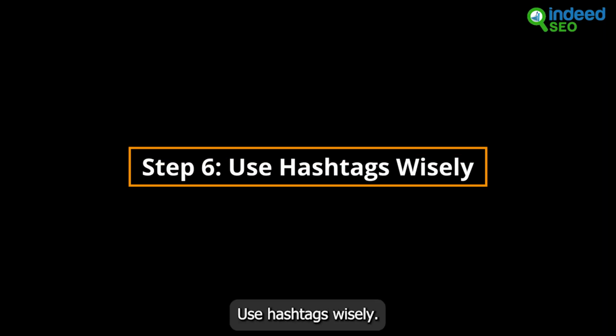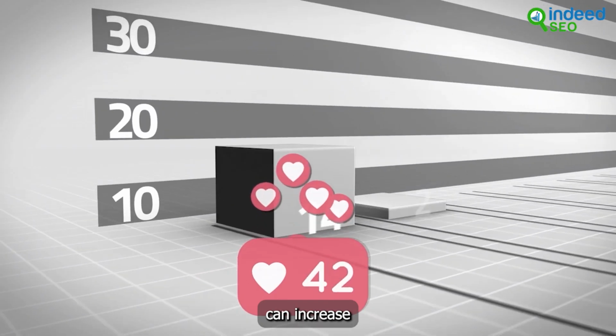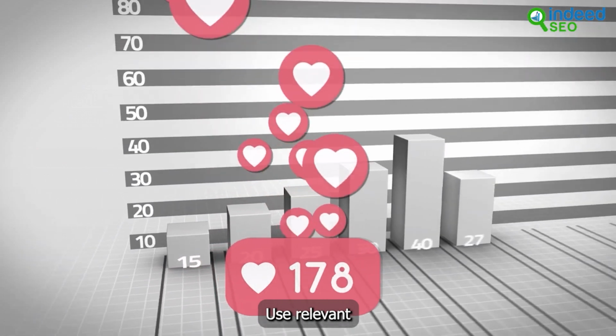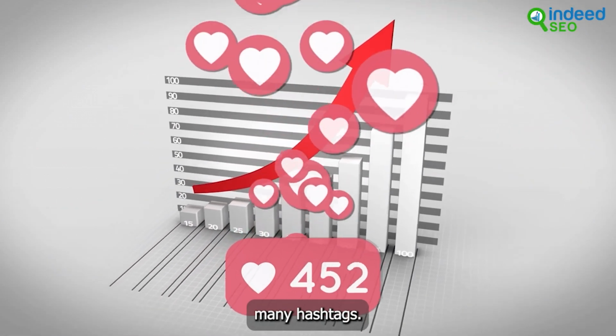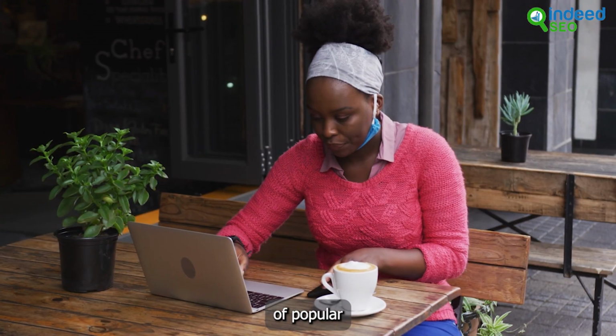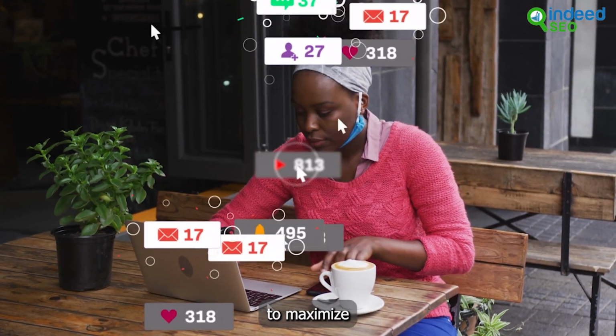Step 6. Use hashtags wisely. Hashtags can increase your ad's visibility. Use relevant hashtags to reach a broader audience, but avoid overloading your caption with too many hashtags. Aim for a balance of popular and niche hashtags to maximize your reach.